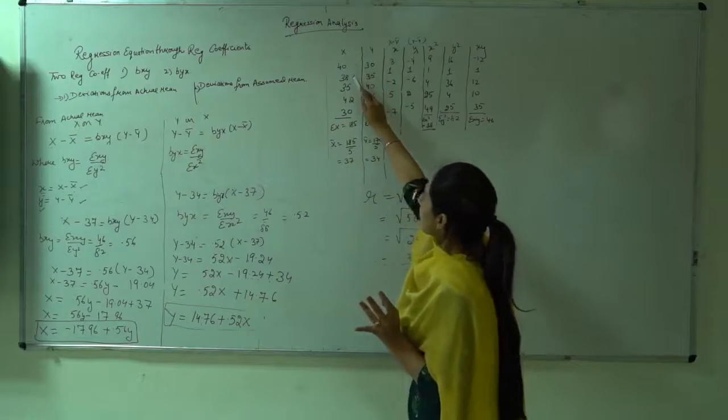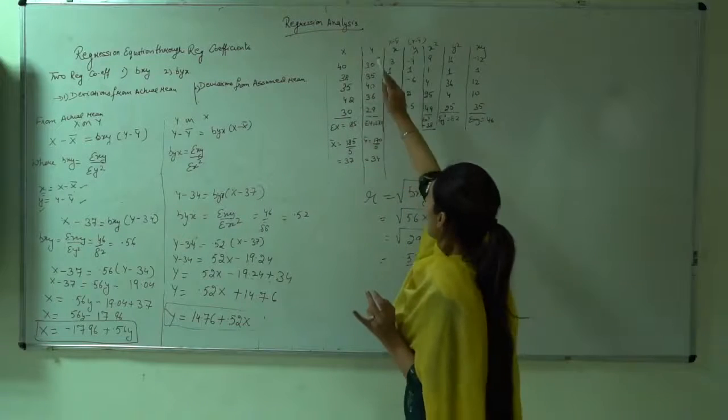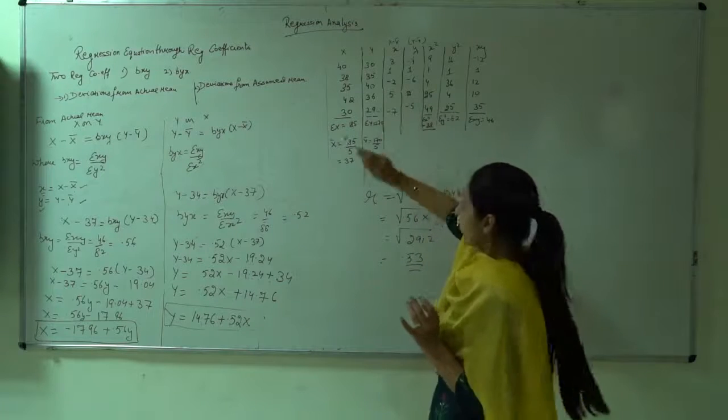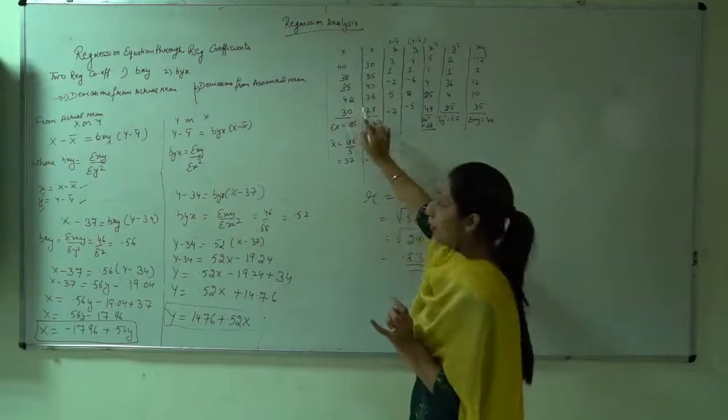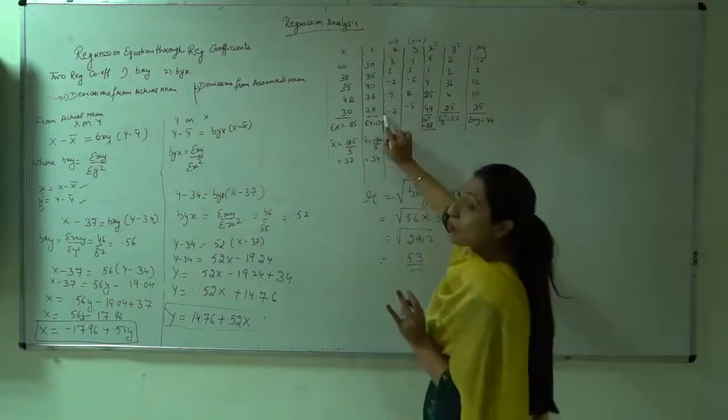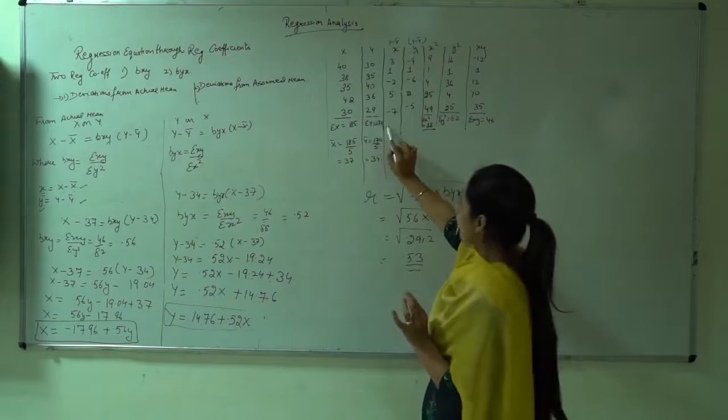As per the question, the two variables are given, x and y. x is 40, 38, 35, 42, 30. y is 30, 35, 40, 36 and 29. I will be totaling the values of x to get summation x, that is 185, and by totaling the values of y, I get summation y is equal to 170.